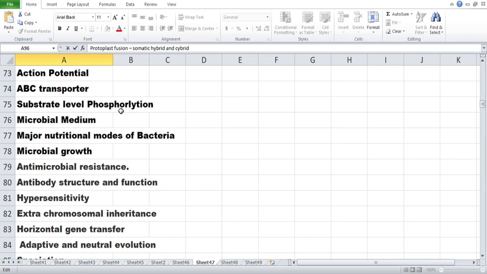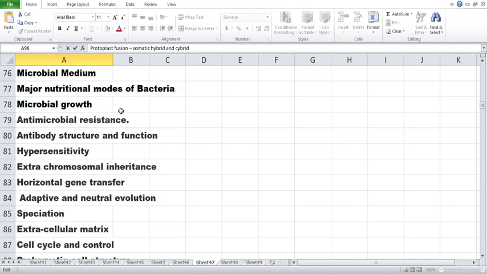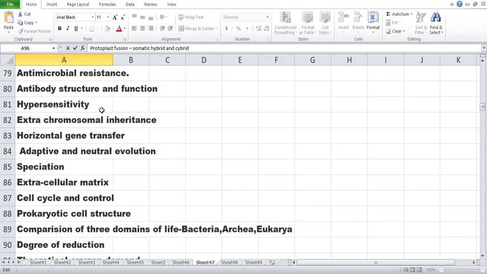Next, know about the types of microbial medium. Have a brief knowledge about MacConkey agar, EMB agar. Next, know about the major nutritional modes of bacteria, microbial growth, antimicrobial resistance, structure of antibody, and types of antibody and function. You should know about IgA, IgE, IgD, everything you should know. At the same time, you should also know about the Fab fragment of antibody.